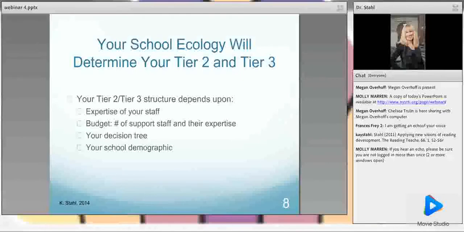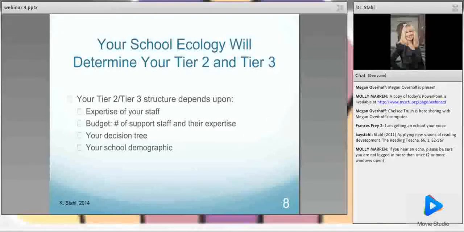Now, certainly, your school ecology will determine your Tier 2 and your Tier 3, because it's going to depend on the staff that you have and their expertise. It will also depend on your budget and the number of support staff that you can afford to be working with very small homogeneous groups, and what kind of training that faculty do have.